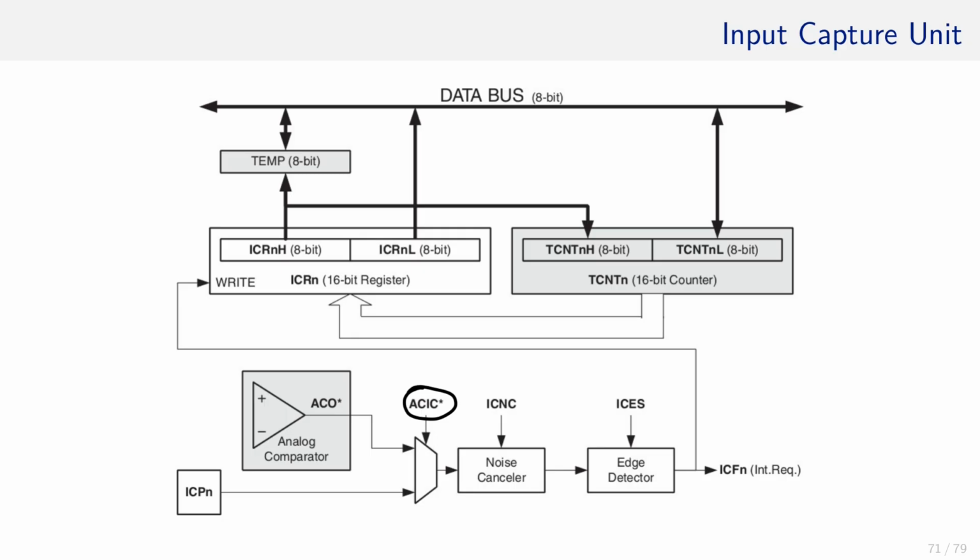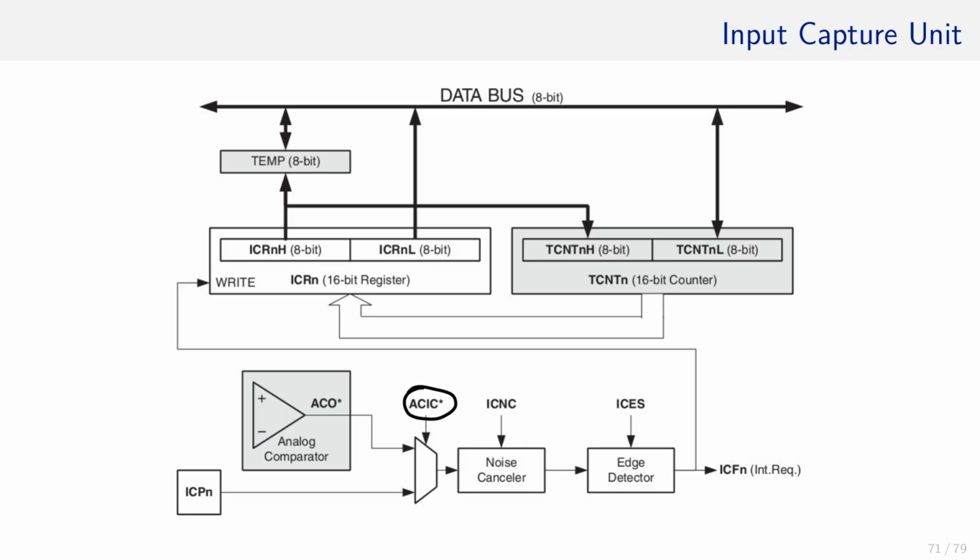Then a noise canceller can optionally remove noise based on the ICNC setting. An edge detector will create a signal either at the positive edge or the negative edge of the incoming signal if ICES is set to 1 or 0 respectively. This edge detector is therefore similar to the one of the Tn pin that we had earlier.